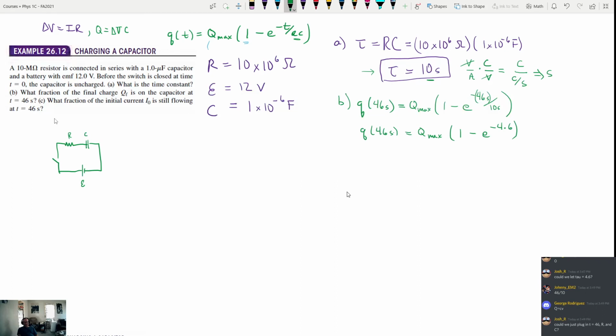Now, what are we trying to solve for? What do we do next? It says, what fraction of the final charge? So QF is the same thing as Q max, by the way. I said that, but I will write it down in case it's unclear. Can anyone figure it out now?